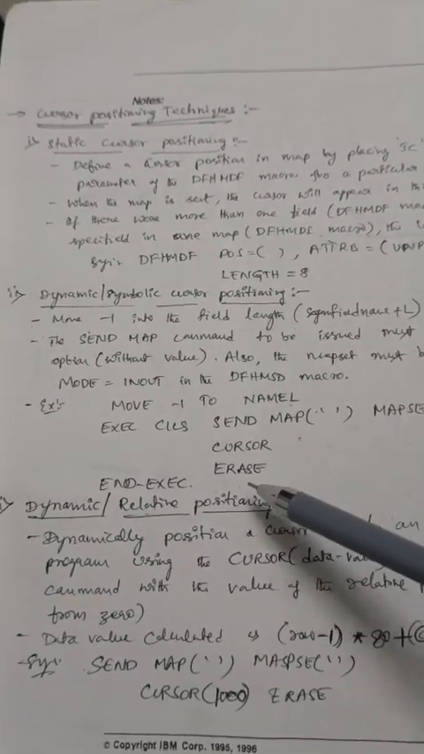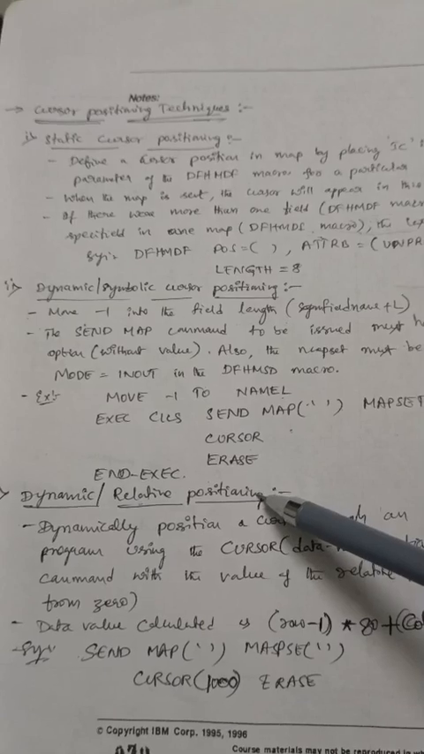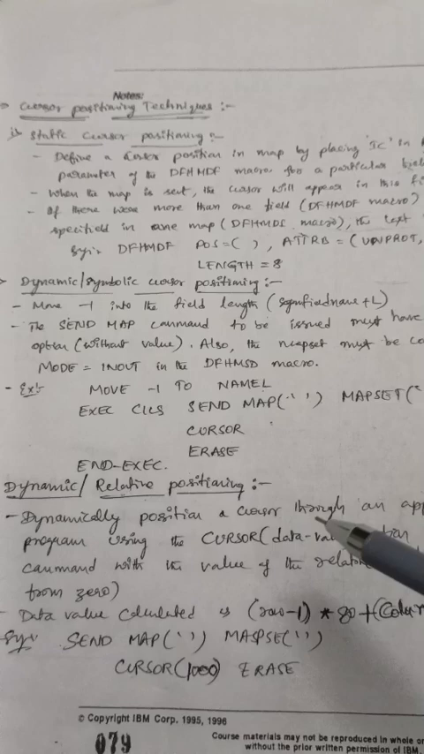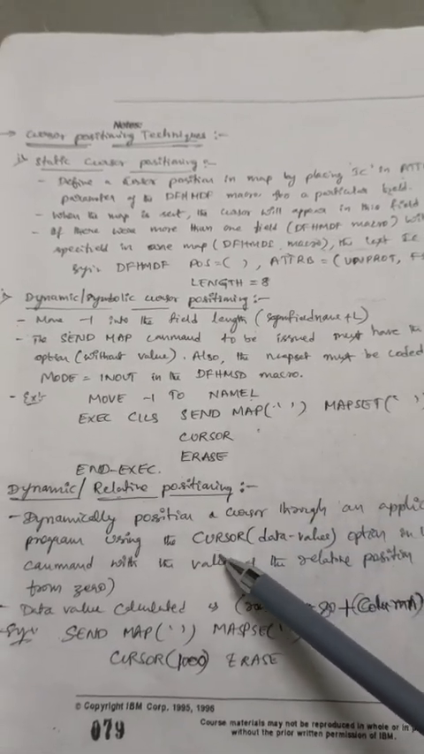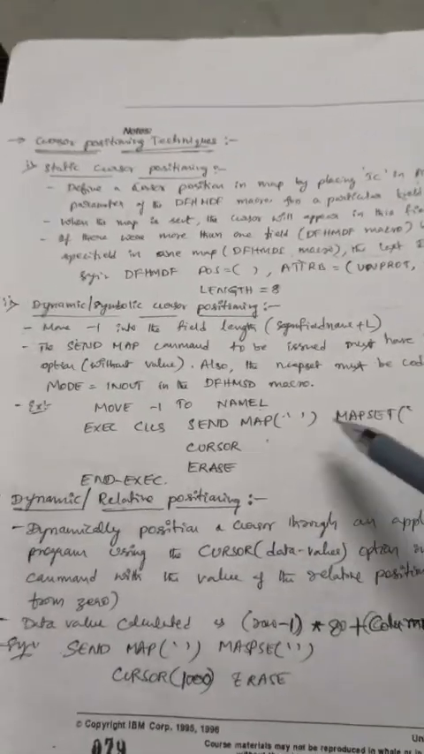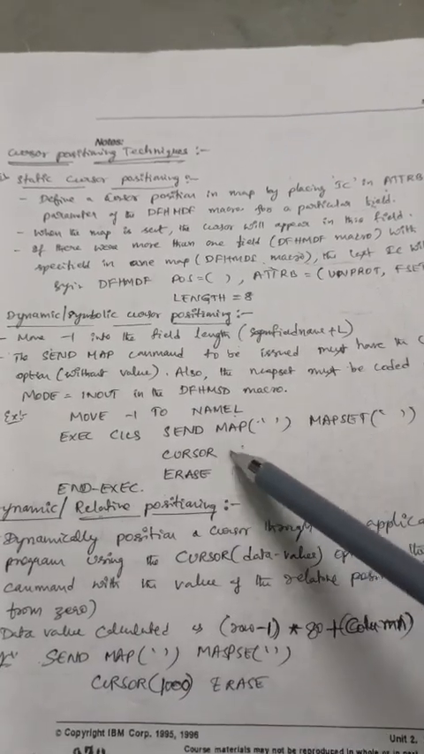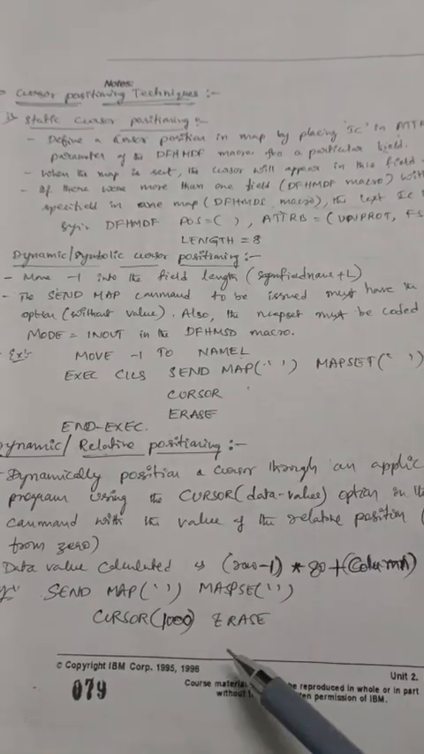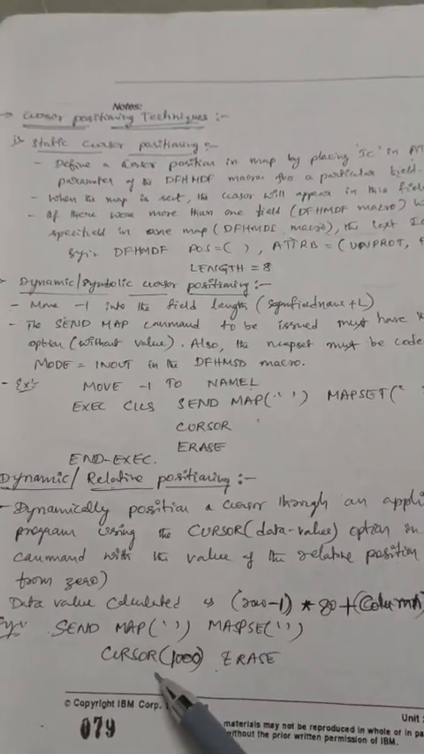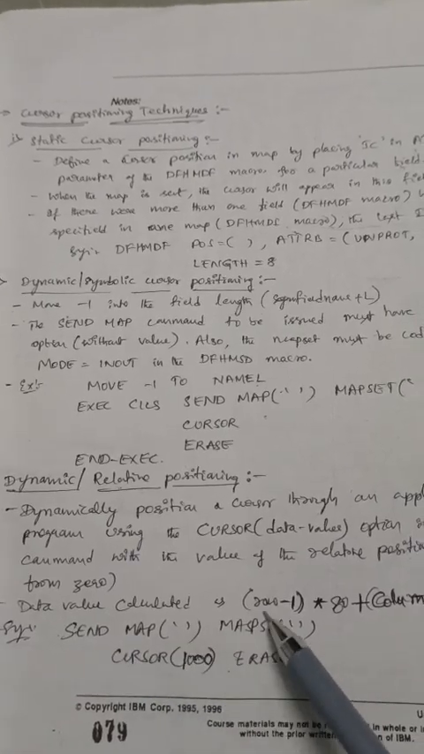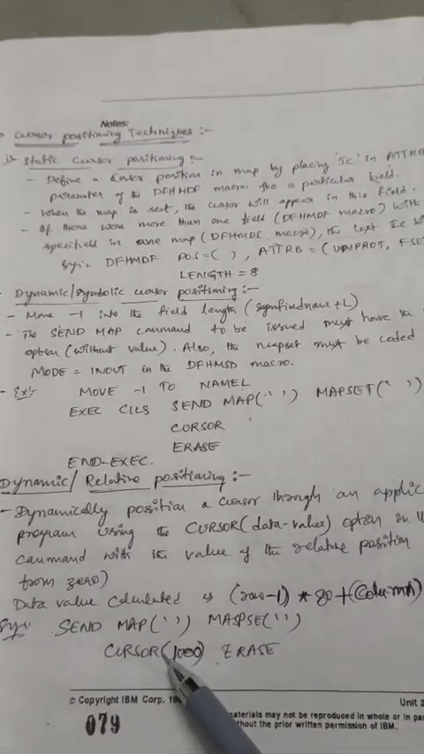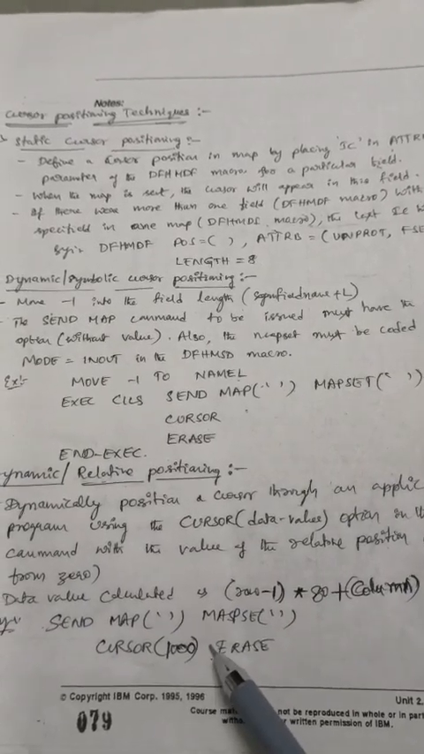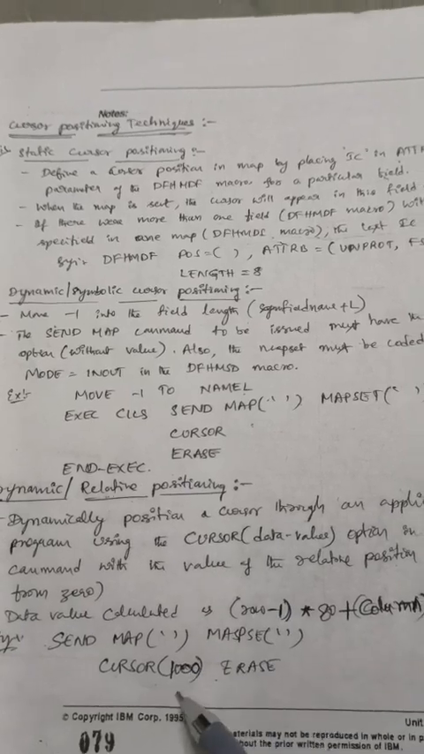The third one is dynamic cursor positioning, or relative positioning. We call it dynamic. In the dynamic technique we have symbolic cursor positioning, and the next one is relative positioning. To do dynamic positioning we have a similar SEND MAP and MAPSET. Here in the symbolic one we do not define any value in the cursor. In the third way we mention the same syntax, SEND MAP MAPSET, but in the CURSOR option we have to mention a value. That is 1000, which I have mentioned here. This is the third way, relative positioning cursor.